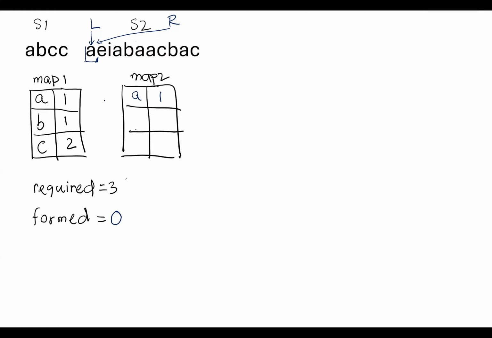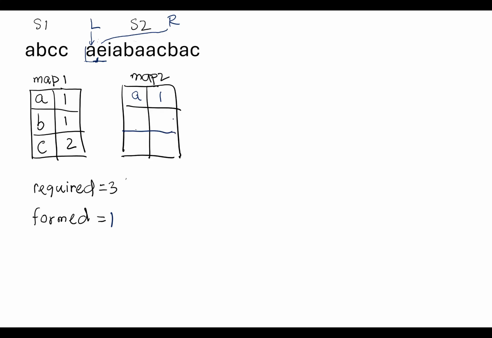So the frequency matches, and you see it already matches. That means we have already found one character. Next, to expand our window to E, the right pointer is now pointing to E. But if we do this, that's not going to help us anyway, right?